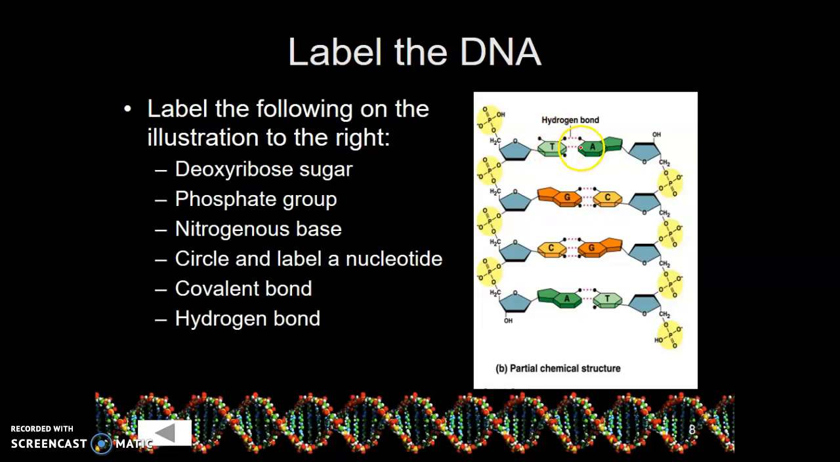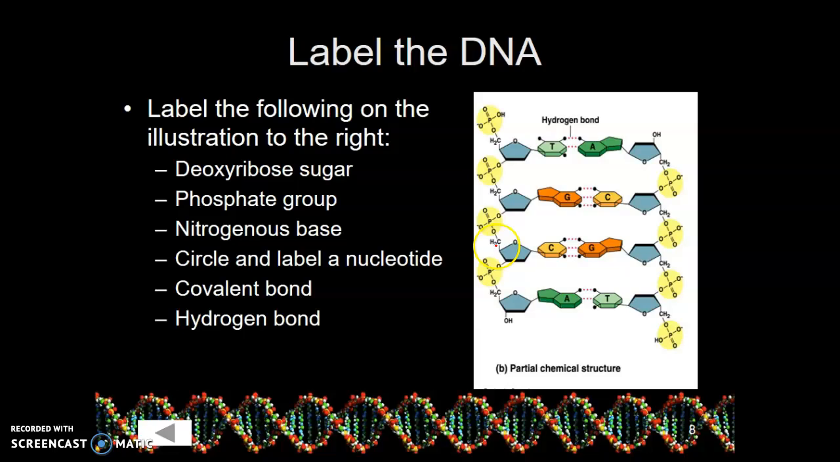So here is one base, here is another base. Notice, remember, some of our bases are single rings and some are double rings. So here is a base and here is a base. A nucleotide is made up of 3 parts, so it's going to be a phosphate group plus a sugar plus a base, just one of the bases. So adenine plus sugar plus phosphate.